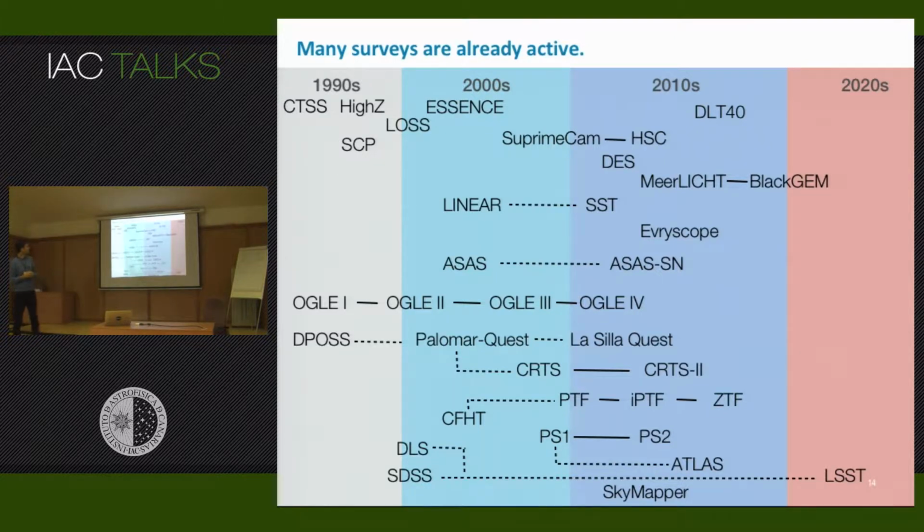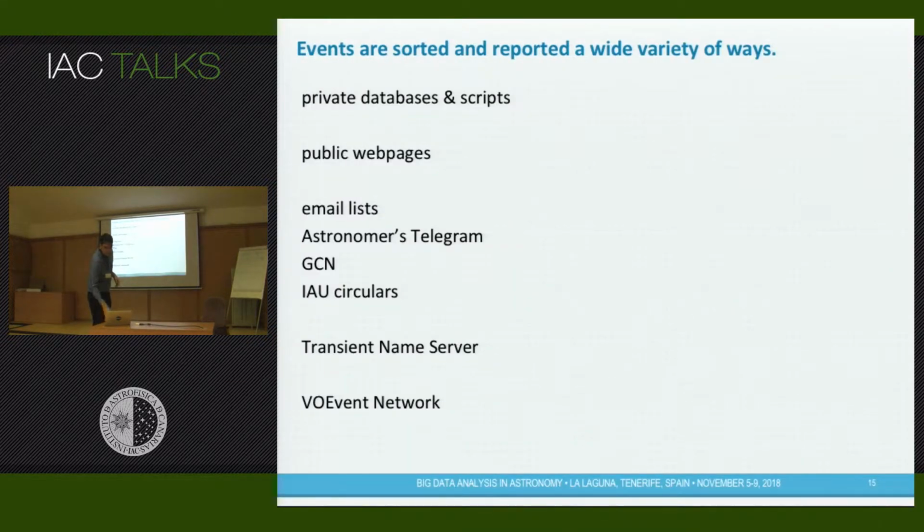So you have surveys that were really pioneers, like Palomar Quest, and then went on to La Silla Quest, then CRTS, or CRTS2, then PTF, iPTF, now ZTF, and you have down there SDSS, moving on to LSST, BlackGEM, and other surveys that are going to go in the 2020s. The thing that is common here is the increase in the event rate. So in the 90s, we're talking about few objects. Going out to the 2020s, we're going to be talking about millions of objects.